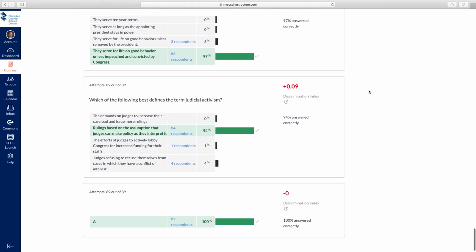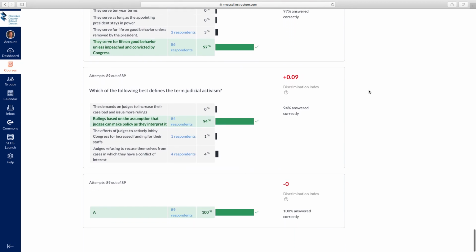Which of the following best defines the term judicial activism? Rulings based on the assumption that judges can make policy as they interpret it. So judges actively changing the law based on their opinions. All right, that is your judicial activism. And then 20 was A.